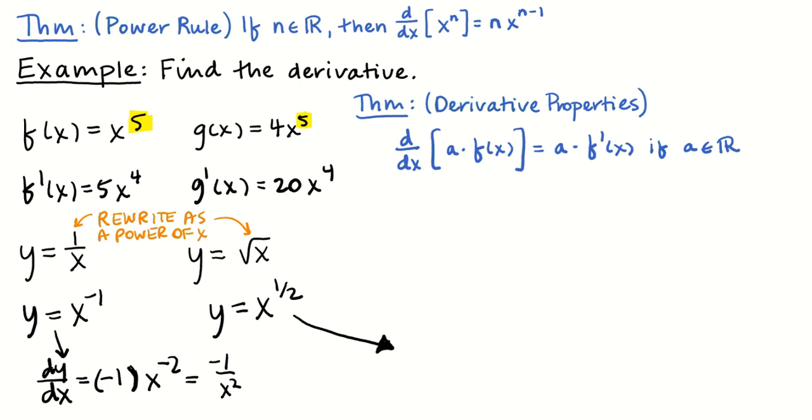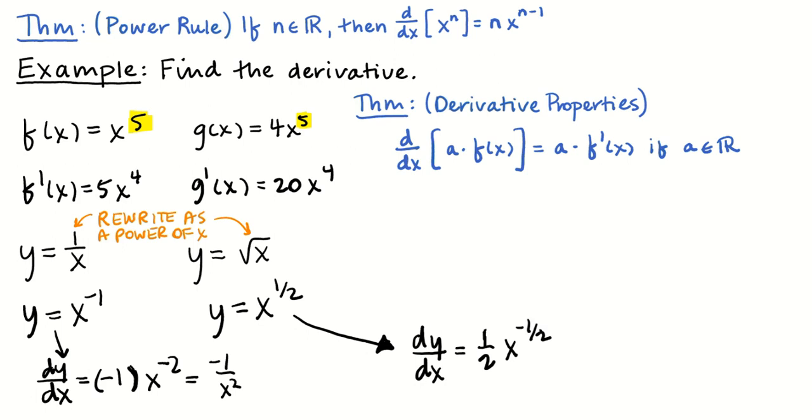Same function. And y equals x to the 1 half, if I go to take the derivative of that, I'm going to use the power rule, and I'm going to get 1 half times x to the 1 half minus 1, because I decrease the power by 1, and 1 half minus 2 halves is negative 1 half.